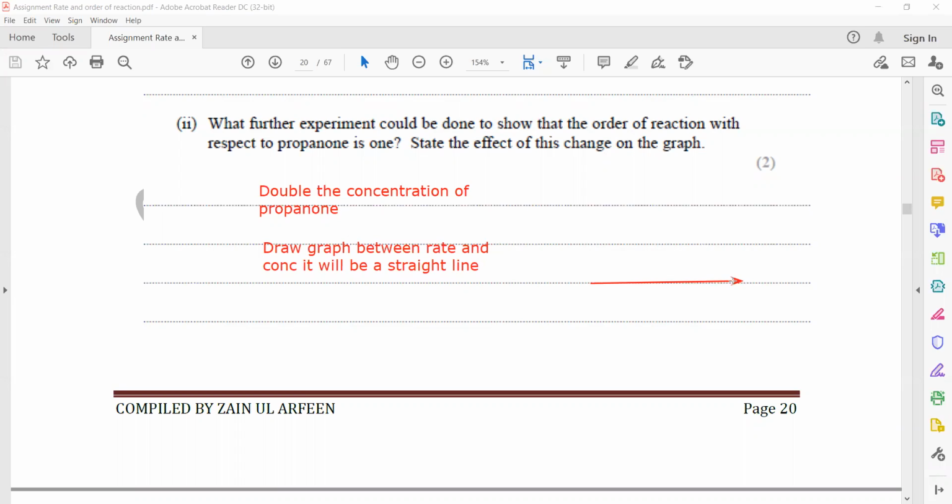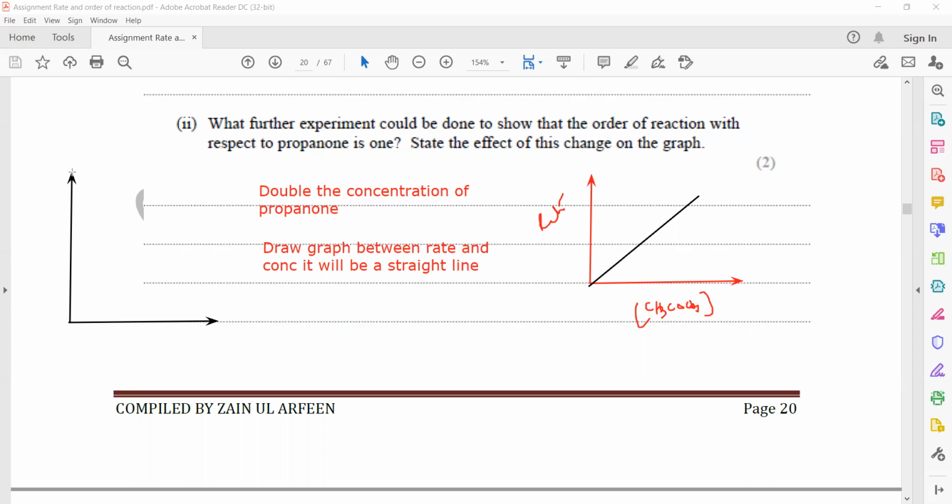So if we sketch a graph for the concentration of propanol and the rate, that will be a straight line starting from the origin. Is it clear? Sir, could it also be a concentration time graph? Yeah, it can be a concentration time graph as well.